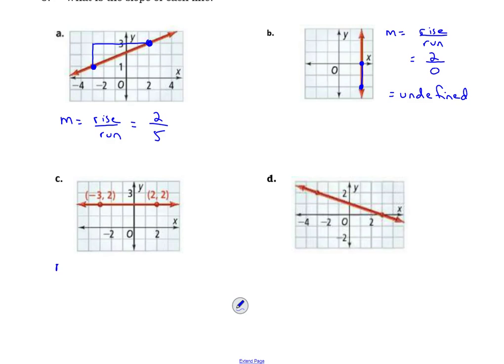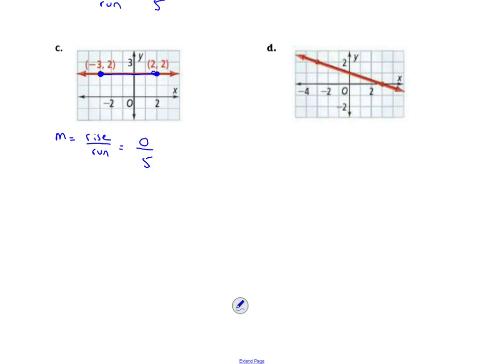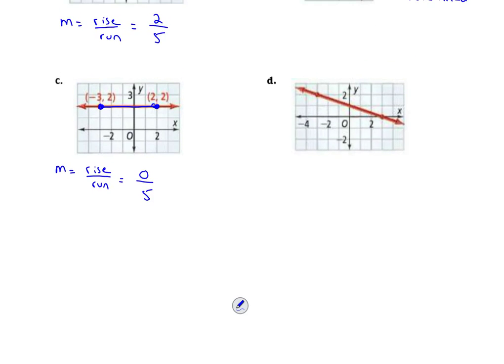In part C, again we're going to do rise over run. They already picked two nice points on the graph for us. To get from one point to the next, I have to rise nowhere, and I run 1, 2, 3, 4, 5. If I were to put 0 divided by 5 in my calculator, I'm going to get an answer because I'm not dividing by 0, I'm dividing actually by 5. So the slope of this line is 0.